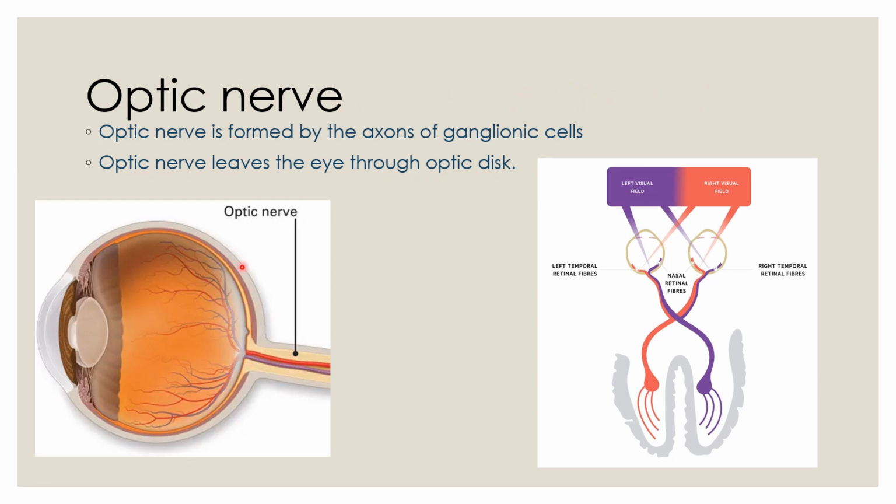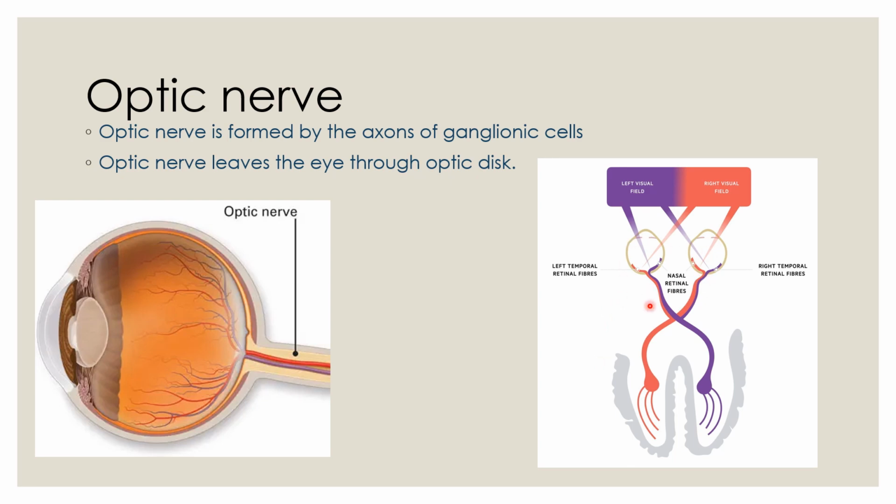For your basic understanding, I have put this image to show the location of the optic nerve. Here we can see this is the optic nerve. The optic nerve is formed by the axons of the ganglionic cells. The optic nerve leaves the eye through the optic disc. So here is the optic disc, from where the optic nerve leaves the entire eye.